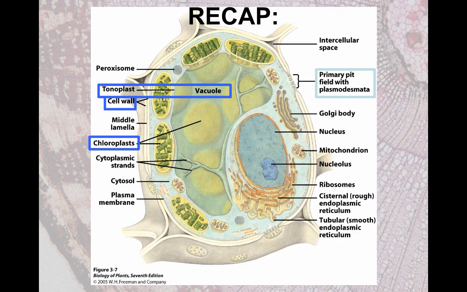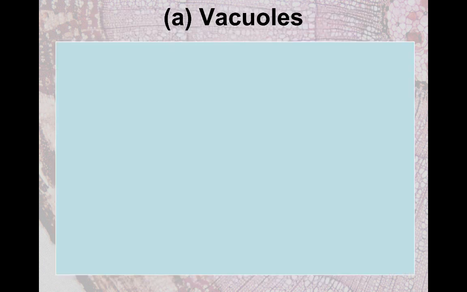So if we look at this figure, you saw this in lab. The vacuole is present here. We have the cell wall, which is outside of the cell, and we have the chloroplasts. And what you might say to yourself is, hey, these are features that aren't characteristic of animals, but they're very characteristic of plants. So let's take a look at vacuoles first.